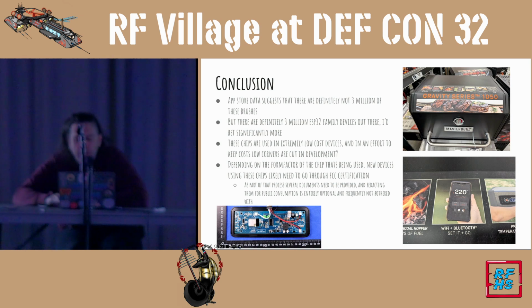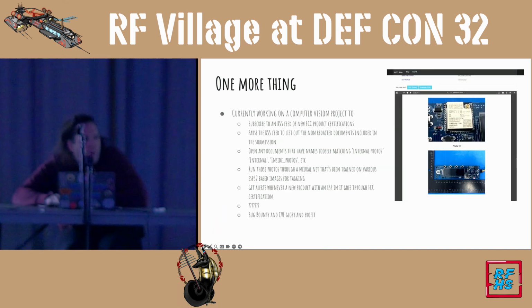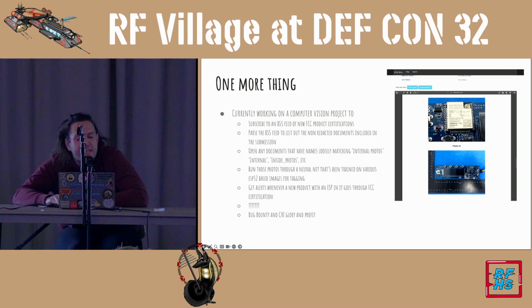That leads me to my next project, where I'm currently working on a computer vision system that'll subscribe to the RSS feed that the FCC puts out of all of the new products that are going through certification. It checks to see if there are internal photos associated with whatever new product is going through certification, downloads those photos, and then automatically sends me notifications if the computer vision system thinks there's an ESP32 on that board. So these chips are everywhere. They're ripe for abuse, and I heavily encourage you to go out there and find them.